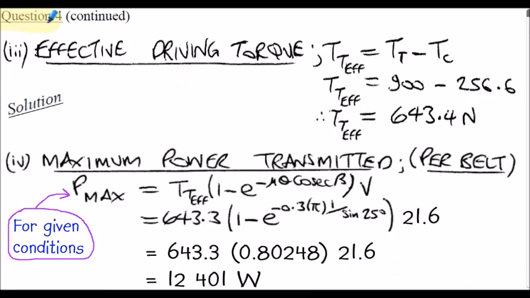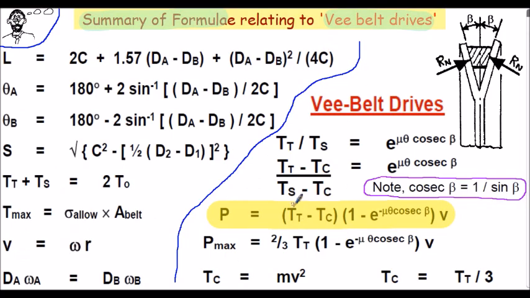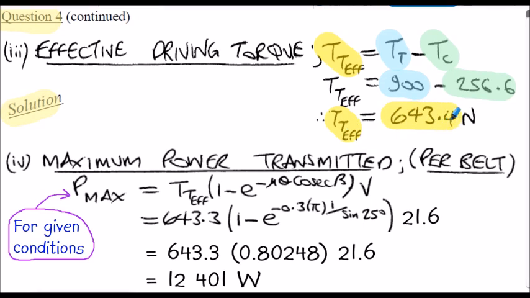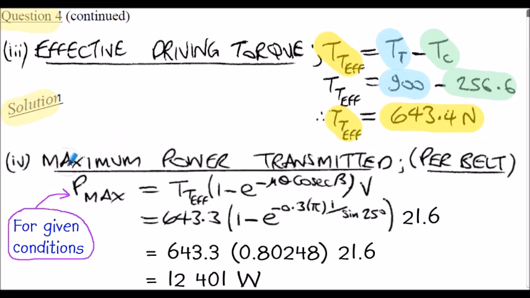Question 4, solution continued. Calculating here the actual effective driving tension, Tt effective, which in our formula is the tight side tension minus the centrifugal tension. That's this part of the formula for power transmission here. So inserting the values, maximum tension 900 newtons, and the previous slide's Tc calculated. So that evaluates the effective driving tension. So now we have all the information to calculate the maximum power transmitted per belt for the given conditions in the question.